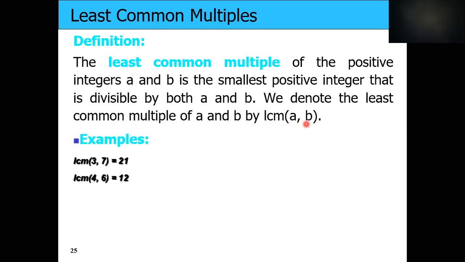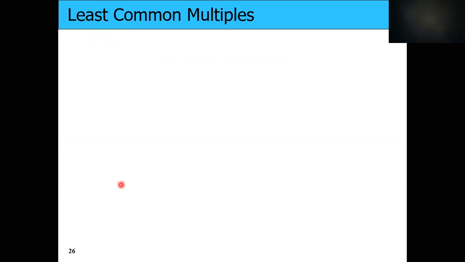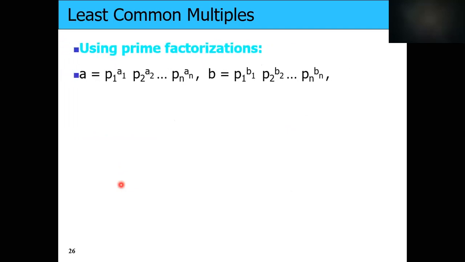If you can look over here, the LCM of 3 and 7 is 21, and LCM of 4 and 6 is 12, and LCM of 5 and 10 is... Using prime factorization, any integer a can be written as a product of powers of primes, and b can also be written as a product of powers of primes.